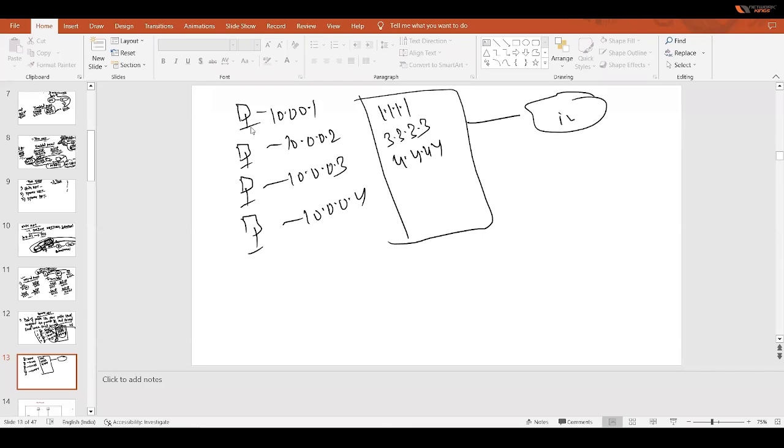Suppose this is the internet, and there is a PC, whatever it is. This is PC1, 2, 3, 4. If PC1 wants to go outside, it initiates the traffic, and the traffic comes to the firewall. It gets one public IP assigned, and it goes to the internet.